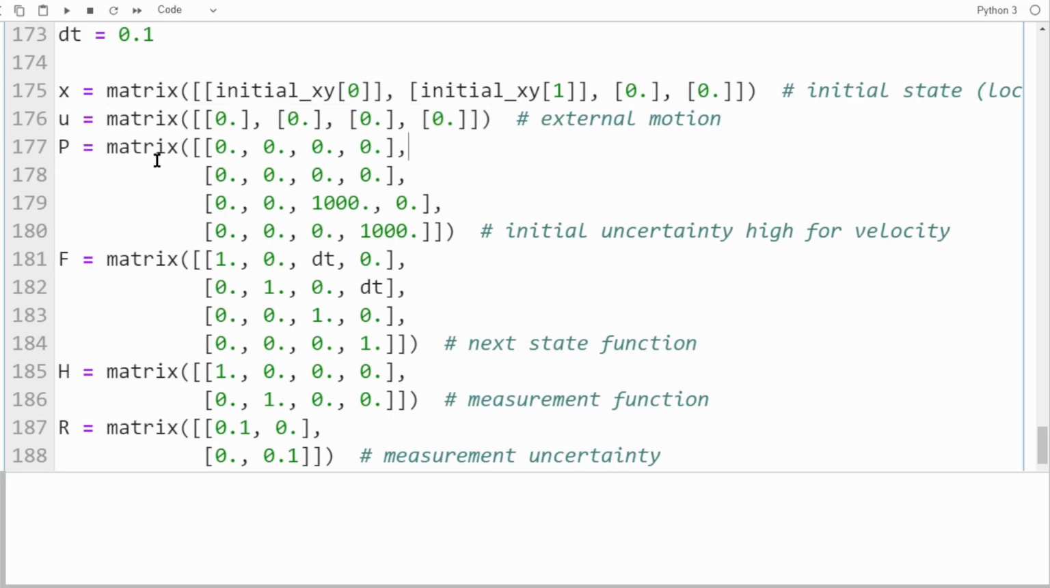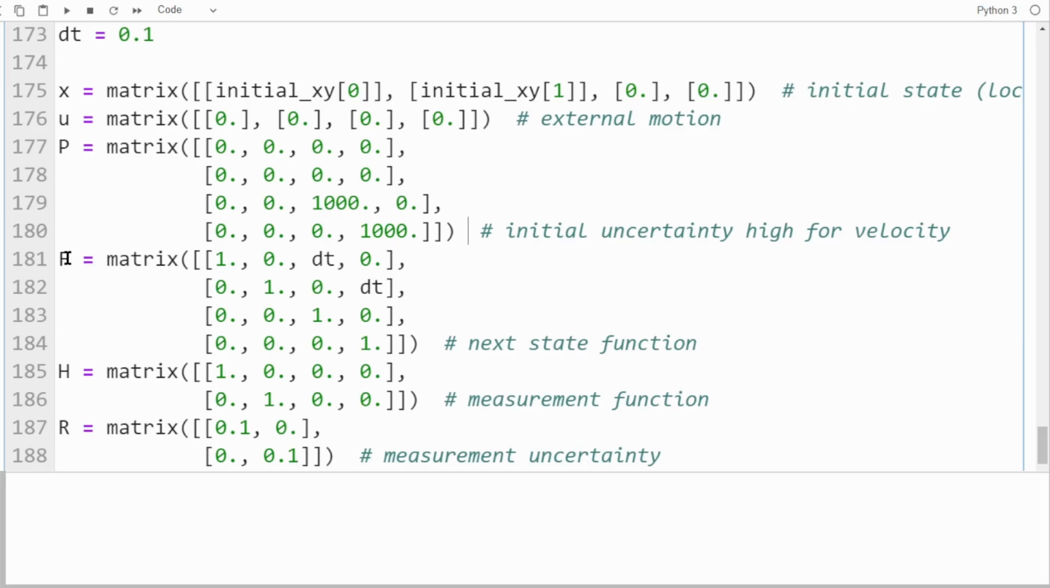Interesting is my P matrix that measures the uncertainty. And I set the uncertainty initially for the locations to be 0. These are the two main diagonal elements over here. And the uncertainty for the velocities to be really high, as 1,000. So this is my initial uncertainty matrix. That guarantees that I can really estimate the velocity based on data. And I believe that the initial state estimates are correct.